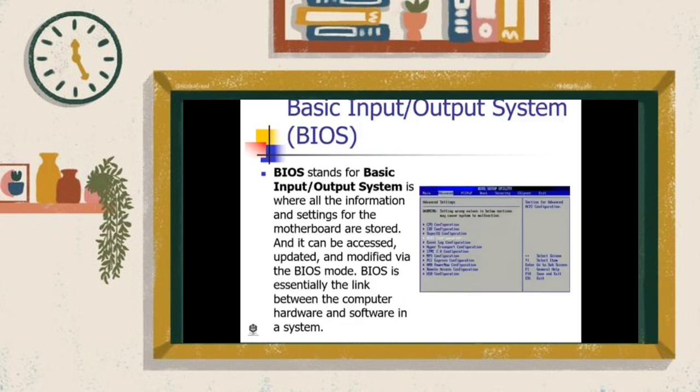The BIOS stands for Basic Input/Output System. It is where all the information and settings for the motherboard are stored, and it can be accessed, updated, and modified via the BIOS mode. BIOS is essentially the link between the computer hardware and software in the system. The BIOS is stored on a ROM chip because ROM retains information even when no power is being supplied to the computer, and it is used during the startup routine or boot process to check out the system and prepare to run the hardware.